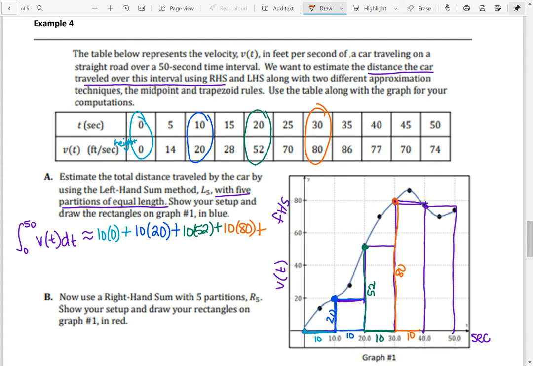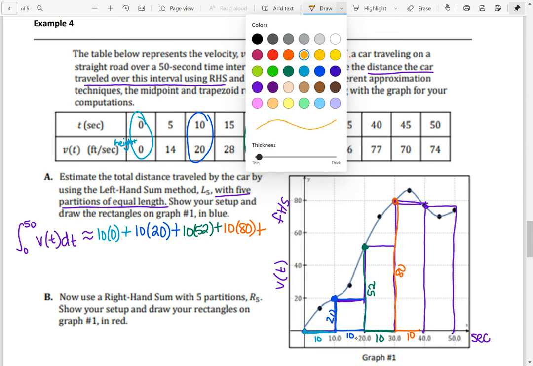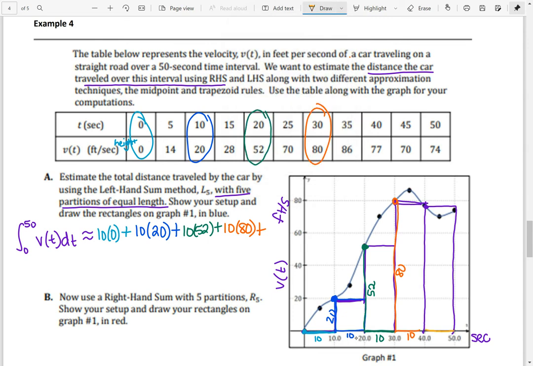plus, for my very last rectangle, the width is 10, and the height goes right here, when t is 40, y is 77. So 10 times 77. So I'm going to use my calculator. I'm going to type all that in.